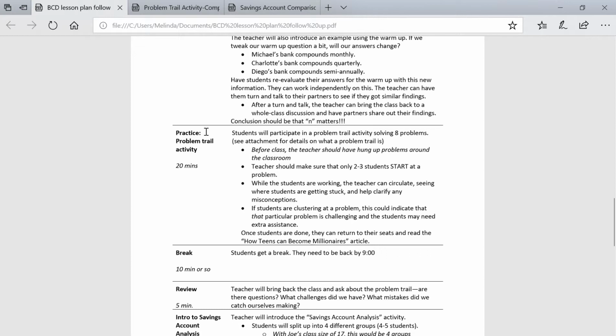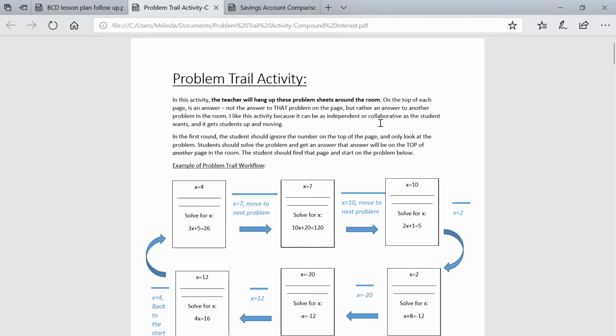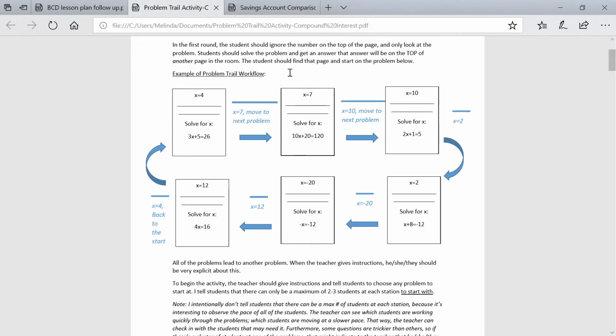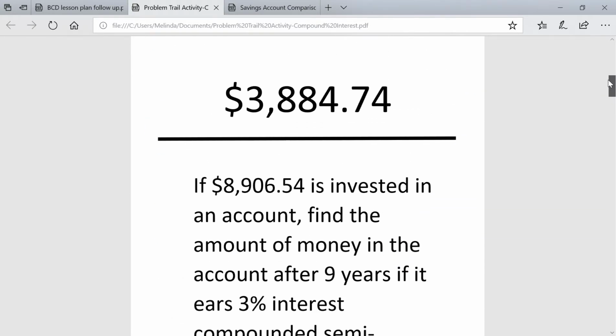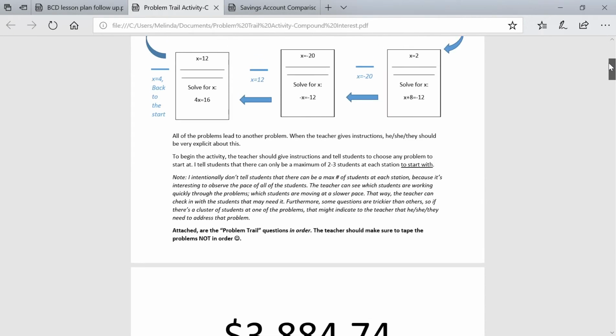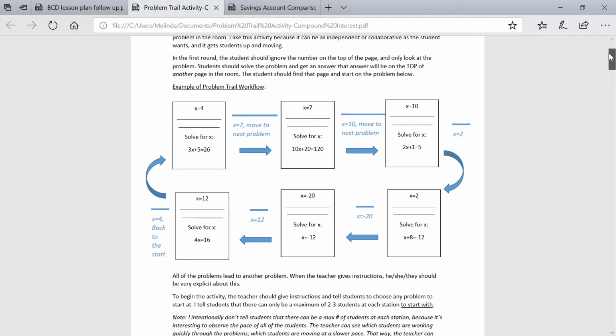Students, I don't know if they've done a problem trail before, so I will describe what that looks like. But basically before the class, the teacher should have hung up problems around the classroom. And this is what the problem trail activity looks like. I have a brief example. Each page I've actually made down here for the teacher to print out. But I have this workflow up here to describe how a problem trail works.